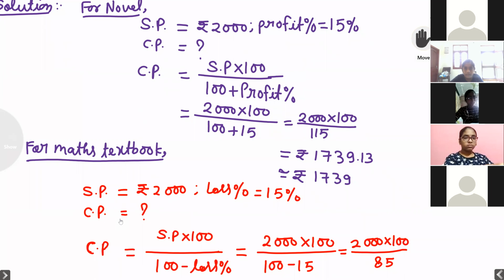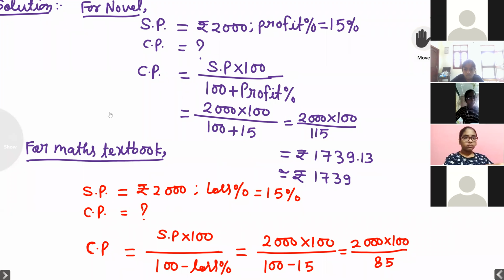For novels, SP is equal to 2000 rupees. Profit percentage is equal to 15%. Then I want to find out CP. CP is equal to SP into 100 by 100 plus profit percentage. We got CP for novels as 1739 rupees.